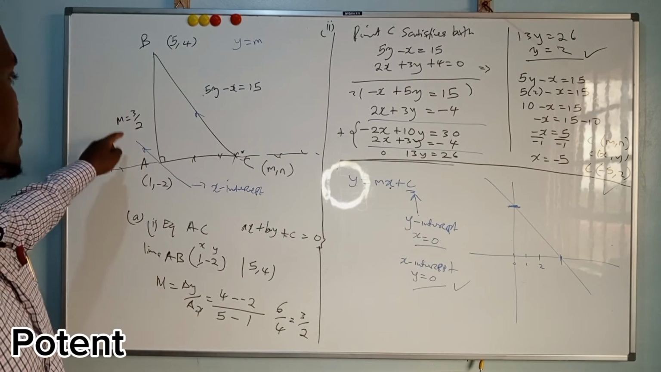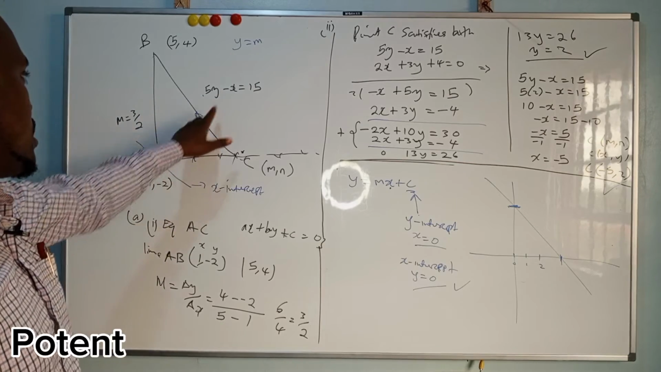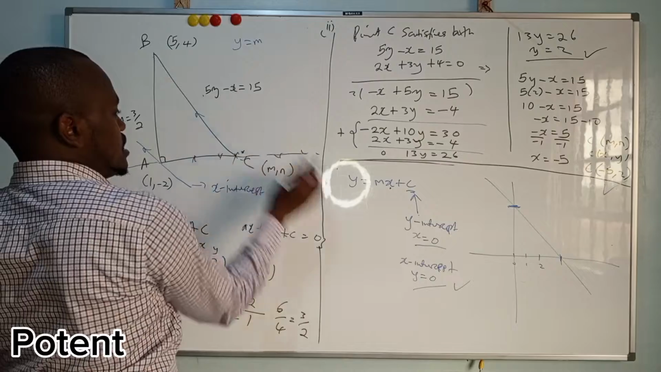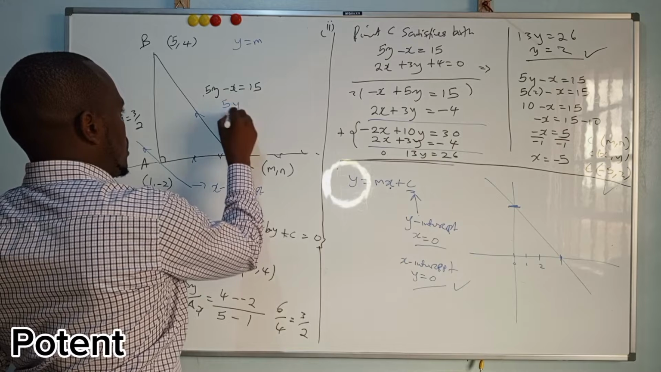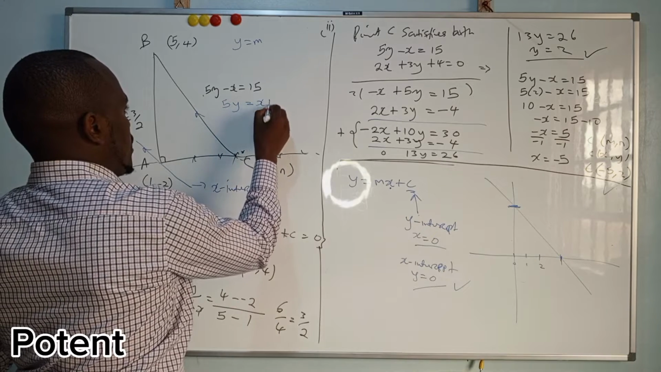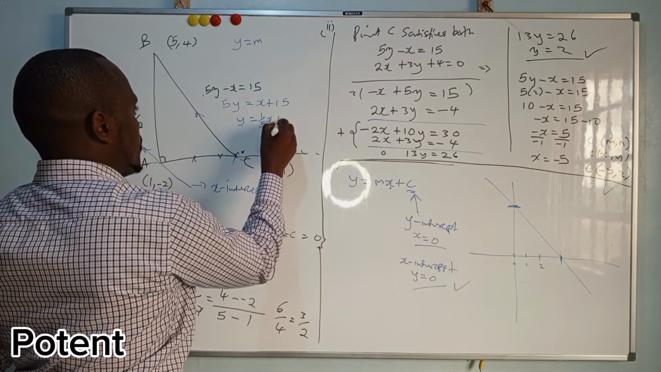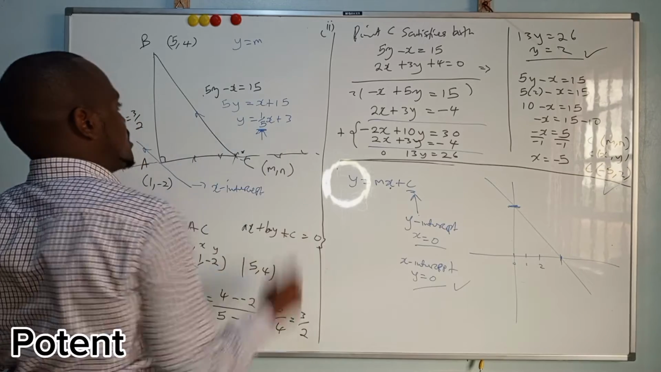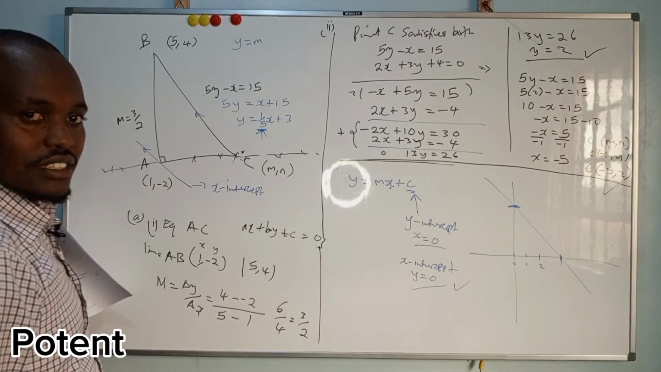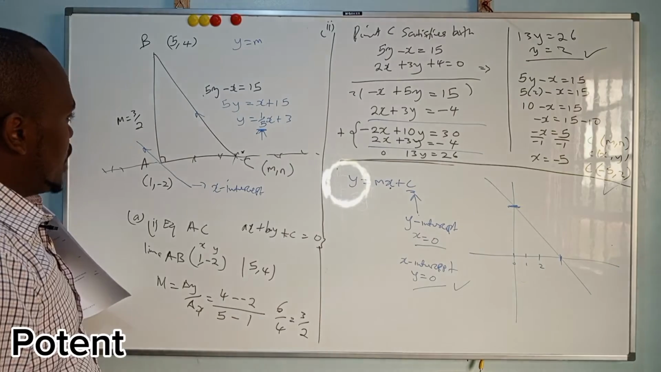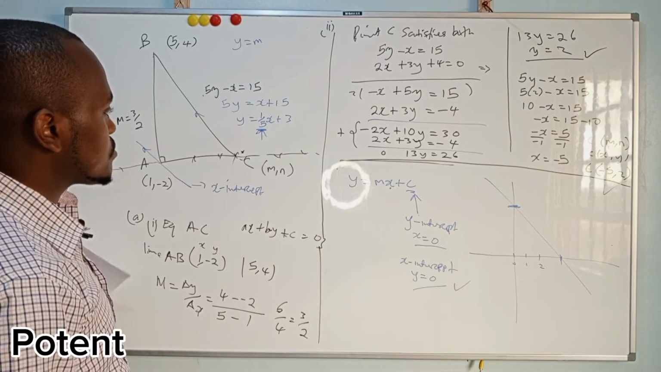So it is easy. Now, we said that for parallel lines, the gradient of this and this should be the same, and here we have the equation. So we can rewrite it in the form y equals mx plus c, so that we can get the gradient. So 5y equals x plus 15, y equals 1 over 5 x plus 3. So this is the gradient of this line and it is the same gradient of this other line. Are we together? Because they are parallel lines.